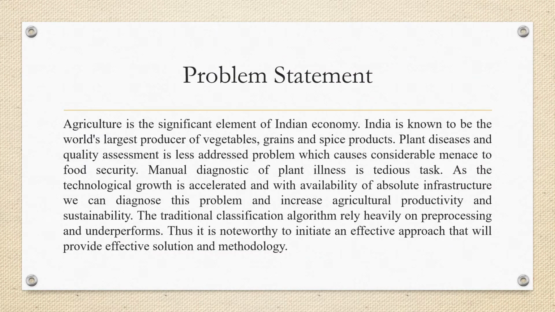So, problem statement. Agriculture is the most important sector and the backbone of the Indian economy. Plant disease detection is a crucial problem. If we address and tackle the problem, then it will definitely play an instrumental role in the lives of farmers. Thus, adopting an automated system by utilizing artificial intelligence, machine learning and deep learning can provide us with an effective solution in the long run. Also, manual diagnosis of plant illness is a very difficult and tedious task.